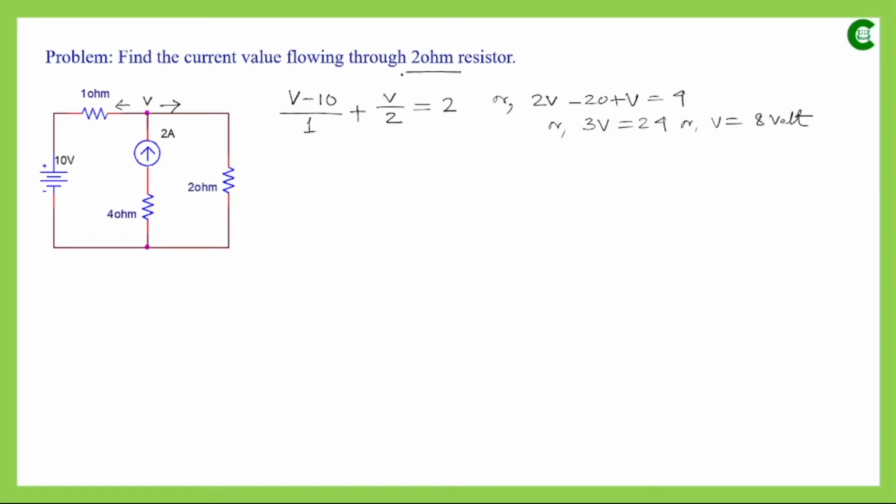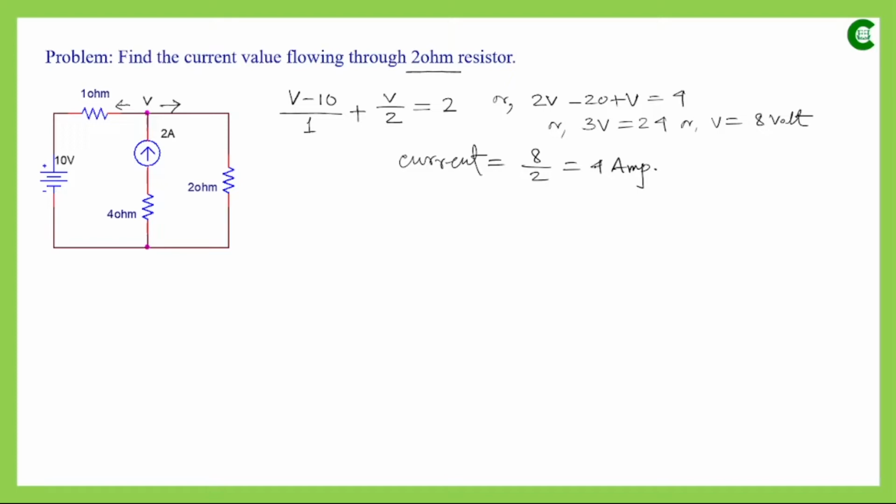Our requirement is to find the current flowing through this 2 ohm resistor, so we can easily find the current value. The current will be V minus 0 divided by 2, so it will be 8 by 2, which is 4 ampere. So this is one way we can find it.